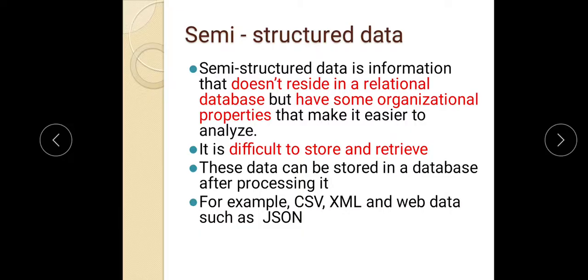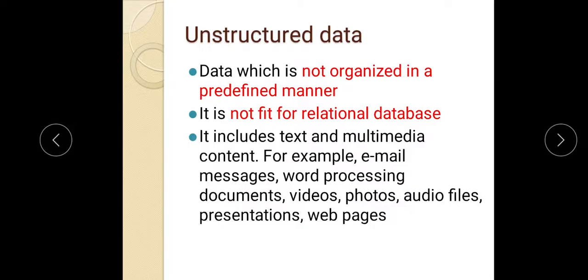These are the examples of semi-structured data. Now the third one, unstructured data. This is not at all organized. It does not have any organization property. It is very difficult to access. Such data is called unstructured data. So data which is not organized in a predefined manner is not stored in a table or any other organized manner, and it is not fit for any relational database.